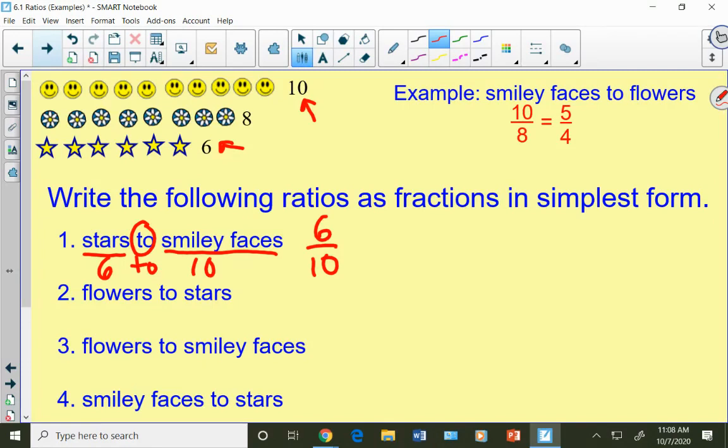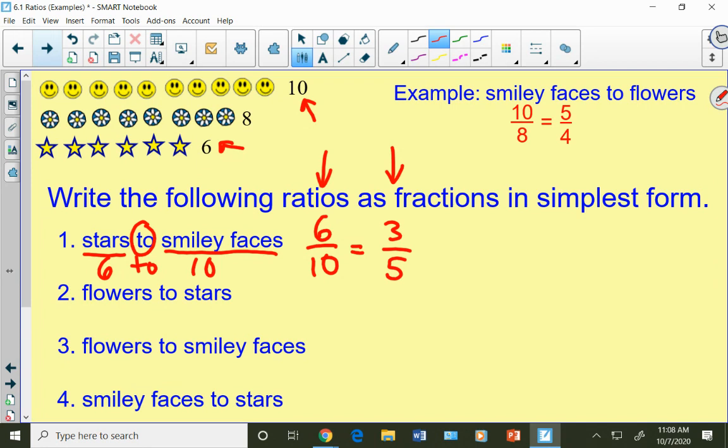Now, on your chart, could that be reduced? Yes, it can. If you go to the 2's column and find the 6 and the 10, it can be reduced to 3/5. We call these equivalent ratios. Equivalent means they're equal to one another.